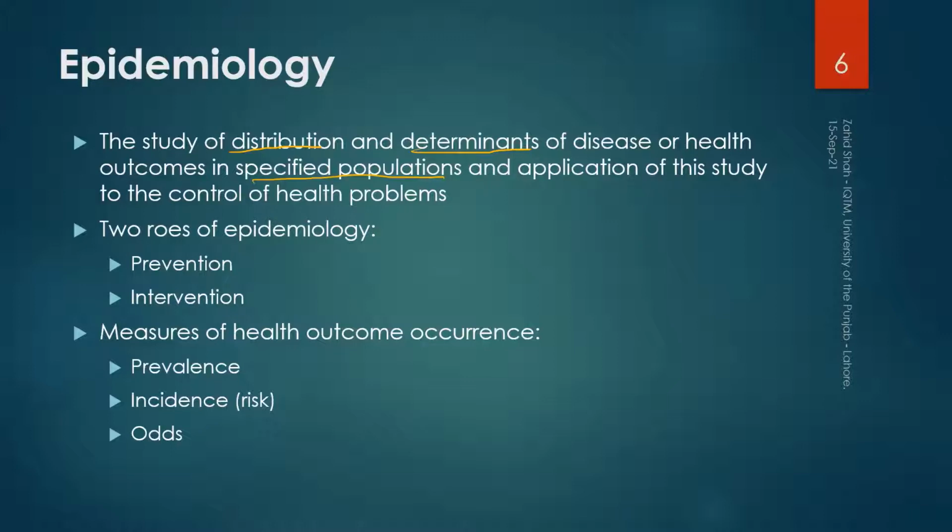Measures of health outcome occurrence are different. The more common, especially for human factors specialists, are prevalence, incidence, and odds.